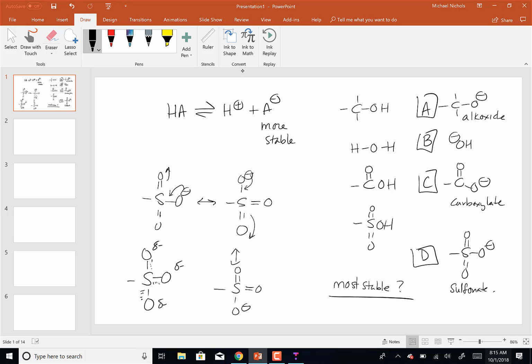And anytime we spread that out, which is also called delocalization, that's going to stabilize the structure. So we're stabilizing it by drawing resonance structures. Okay.